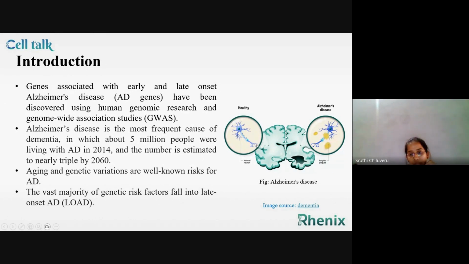As you can see in the picture, the presence of amyloid plaques around the neurons indicates Alzheimer's disease, that is dementia. And this is a normal neuron, which is a healthy one.